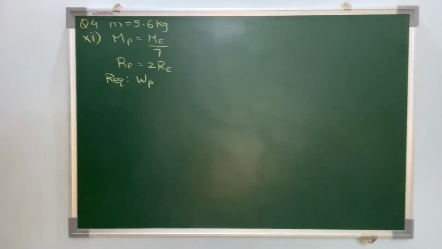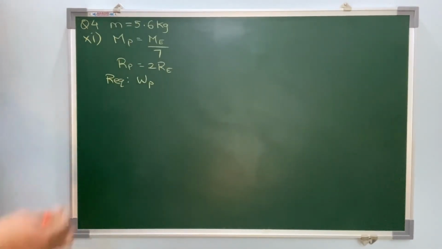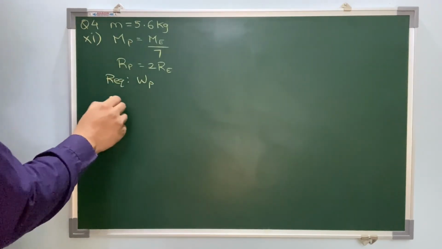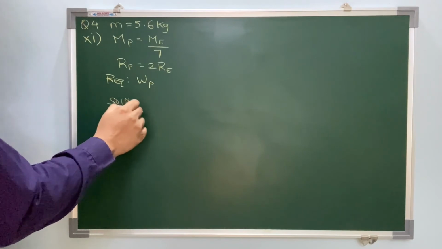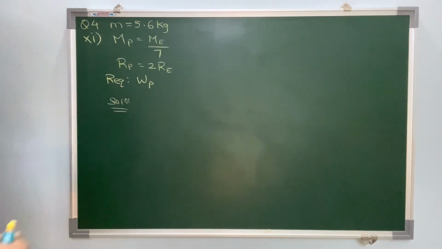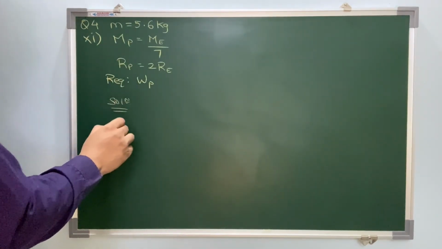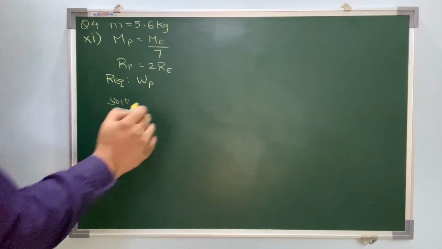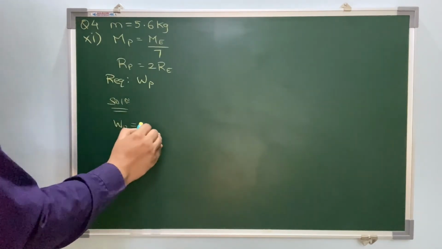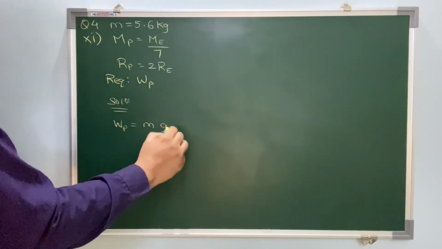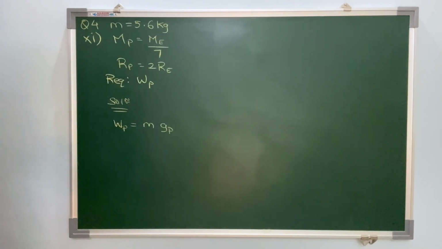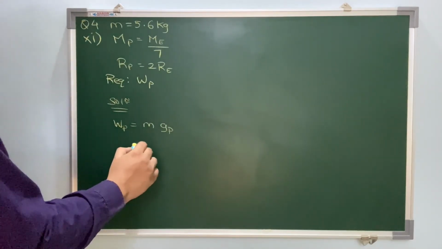So this is very similar to the two questions that we had done in the previous lecture. Okay, so very similar to it is. The only difference is at the end, the units for WP are slightly different, which we will discuss when we reach the end. Okay, so if I want the weight on the planet, all I have to do is basically small m times g on the planet, on the surface of the planet.